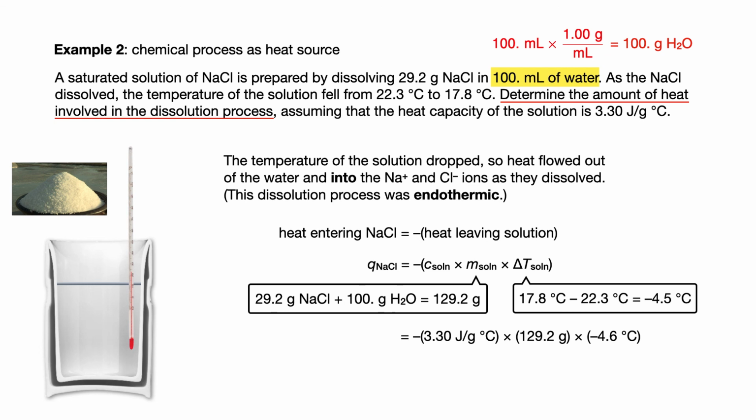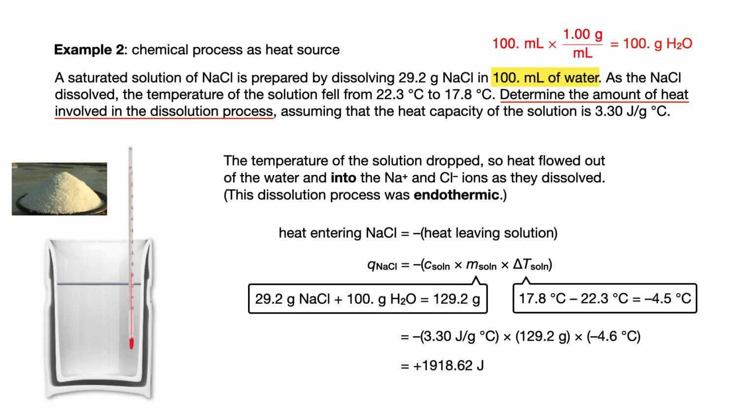So putting these quantities into our expression, the heat associated with the dissolution process is negative 3.30 joules per gram degree Celsius times 129.2 grams times negative 4.5 degrees Celsius. And then multiplying this out, we have two negatives. They multiply to give us a positive, and so the heat is positive 1,918.62 joules.